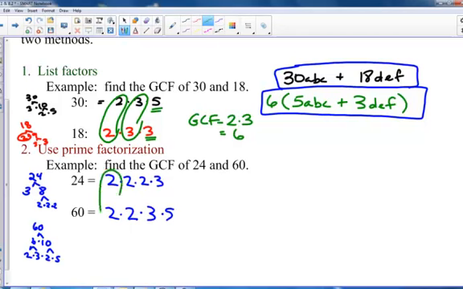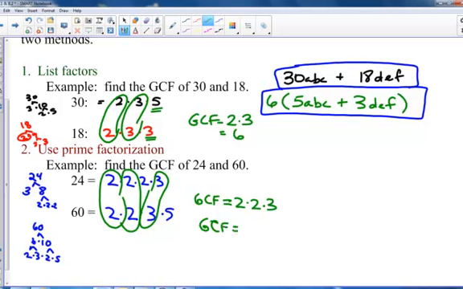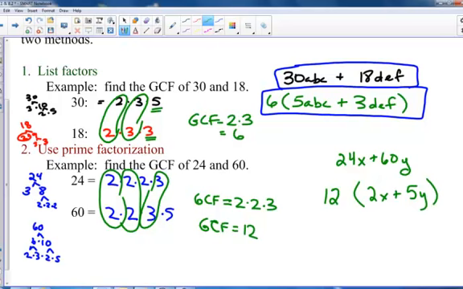So I have a 2, I have another 2, and I have a 3 in common. So my greatest common factor is the first 2, the second 2, and the 3. So my greatest common factor is 12. So again, if I had 24x plus 60y, I could take a 12 out, and I would be left with 2x plus 5y. And the 2 is this 2, and the 5 is that 5.